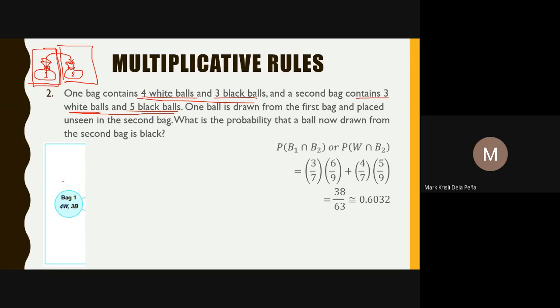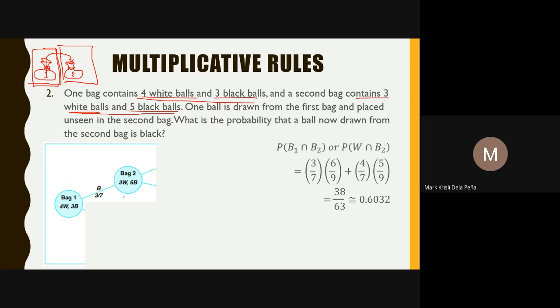Initially, our first bag has 4 white and 3 black balls. Now, what would happen to the second bag? What if you get a black ball here in the first bag? It has the probability of 3 over 7 since we have 7 balls. Then what would happen to bag 2? Bag 2 will now have 6 black balls and 3 white balls. That is if the ball that we got from the first bag is black.